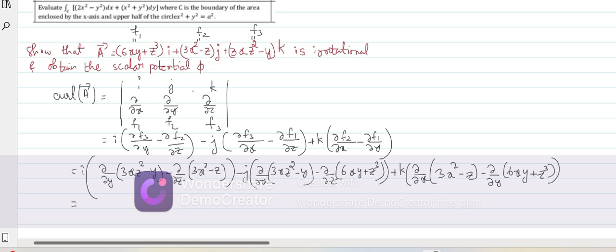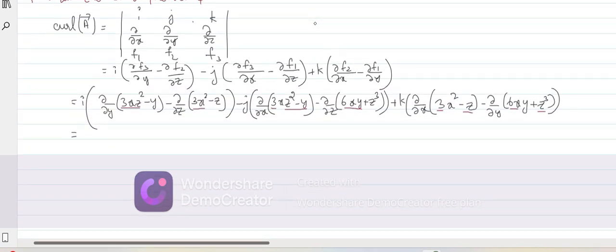Now let us mark the constant terms in each partial differentiation. See, here we are doing partial differentiation with respect to y, so 3xz square is constant, y is variable. With respect to z we are doing partial differentiation, so 3x square is constant. So here with respect to x we are doing, so 3 is constant, x square and minus y is constant. Here with respect to z we are doing that, so 6xy is constant, and with respect to x we are doing, so 3 is constant and minus z is constant. With respect to y we are doing, so 6x and z cube is constant. So now we need to differentiate this, right?